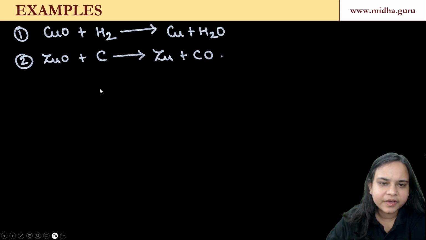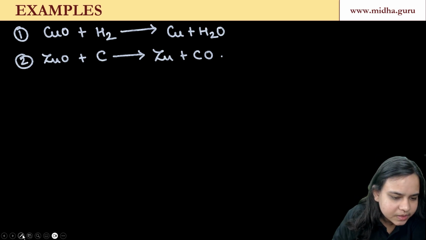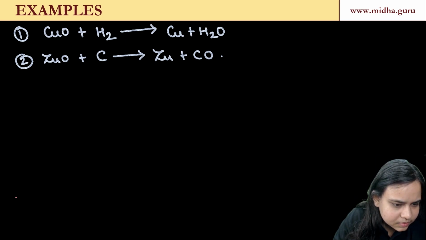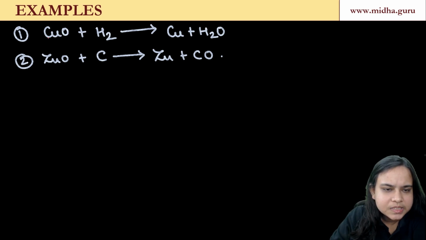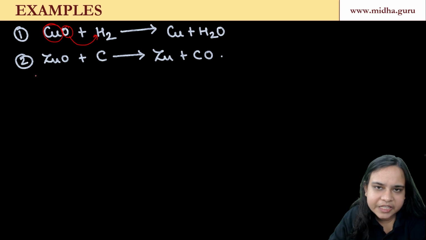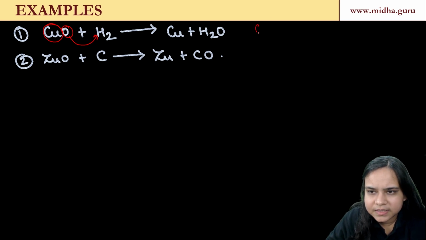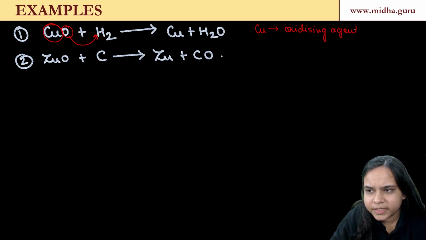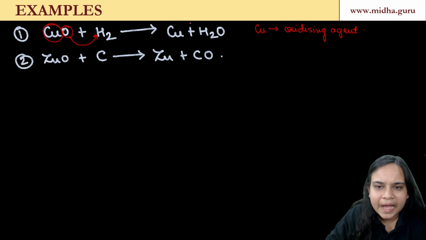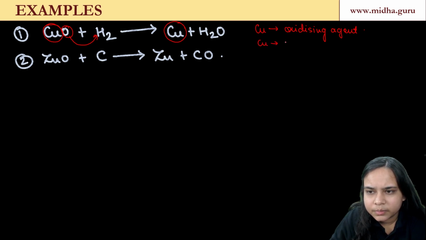Let's solve and identify which of the following is a reducing agent and which is an oxidizing agent. So here, if we look at the first reaction, this Cu, copper, is donating its oxygen to H2. Thus, it is acting as an oxidizing agent because it is donating its oxygen to hydrogen, and itself becoming reduced.